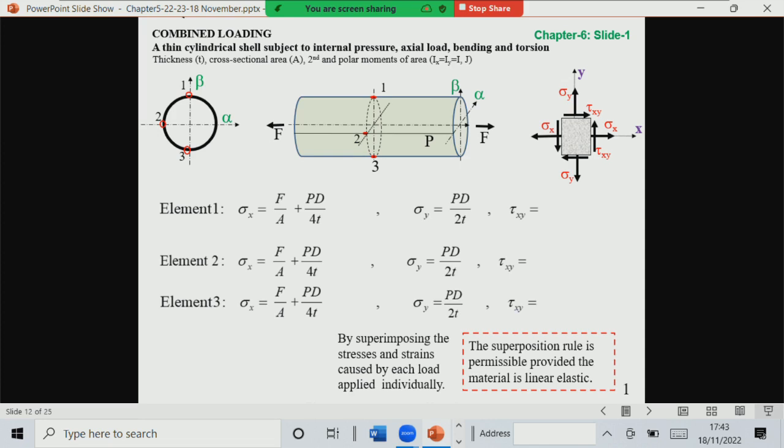Now I'm moving on to chapter four. I'm just applying a torque to this cylinder. So the torque just applies a shear stress. It does not apply normal stresses. And we have a T over J for all the points located on the cylinder. Not just one, two, and three, any other point is subject to the same shear stress. Are you happy with that one as well?